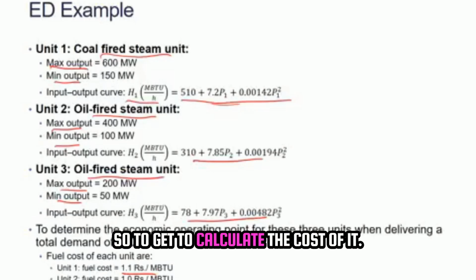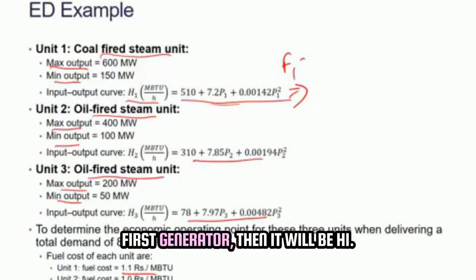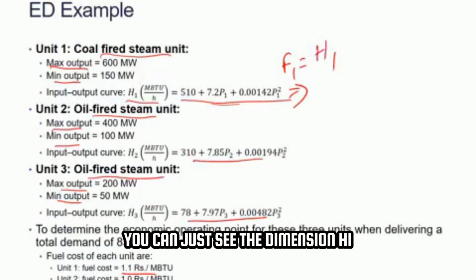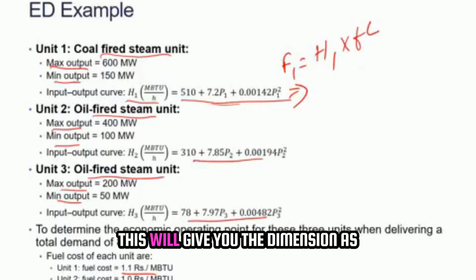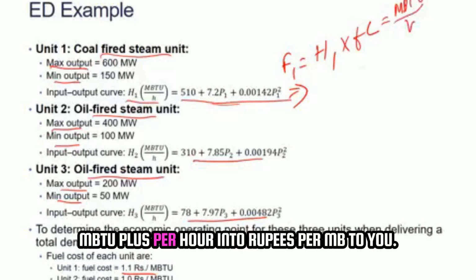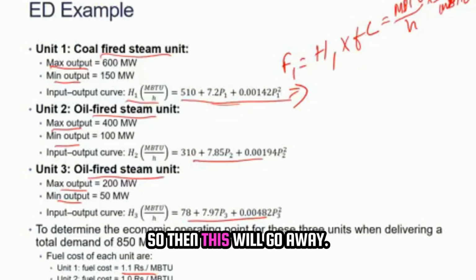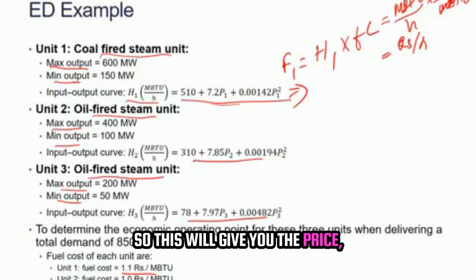So to calculate the cost, let's say I want to calculate the cost function of the first generator, then it will be H1 into the fuel cost. You can just see the dimension: H1 in MBTU per hour into rupees per MBTU. So then MBTU will go away, and this will give you rupees per hour, right? So this will give you the price, the cost of this plant.